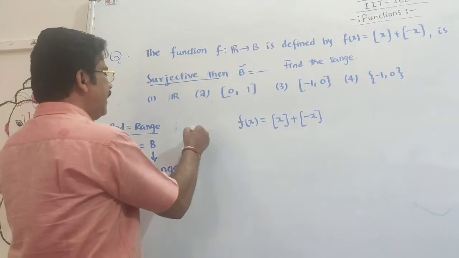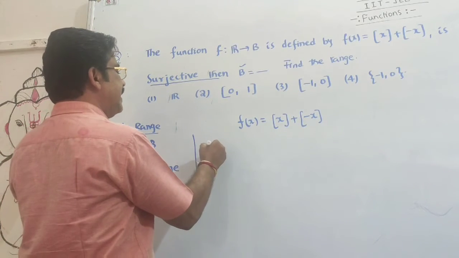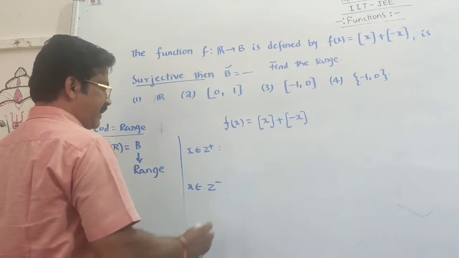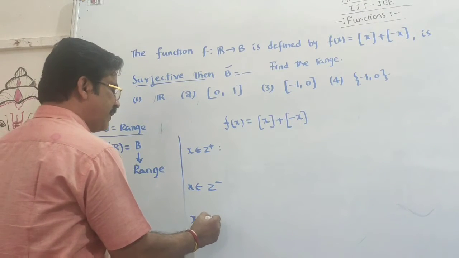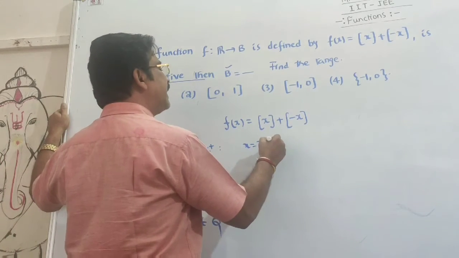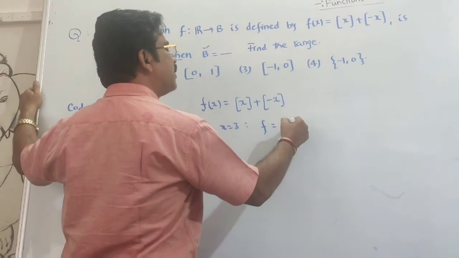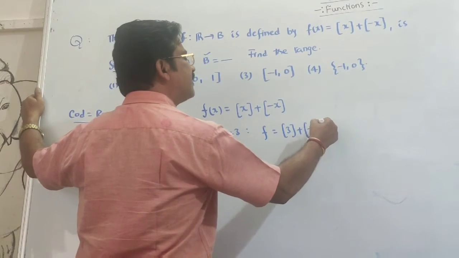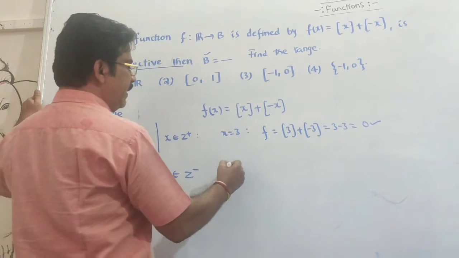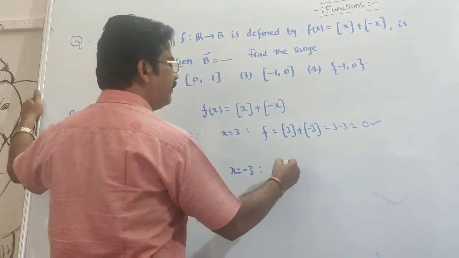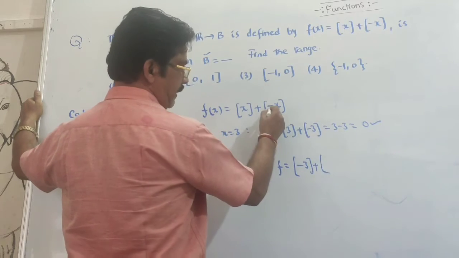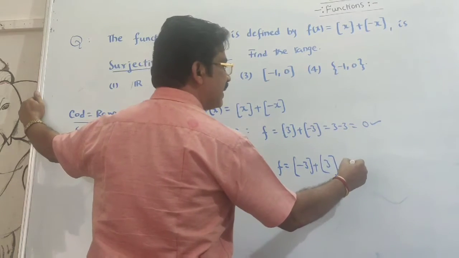As usual, I am taking first x belongs to Z plus, later x belongs to Z minus, and x belongs to the rational numbers. Z plus means let us take x equal to 3, then f of x equals floor of 3 plus floor of minus 3, that is 3 minus 3, of course 0. So the output is 0. Similarly, x equal to minus 3 gives minus 3 plus floor of 3, so the same answer, 0.